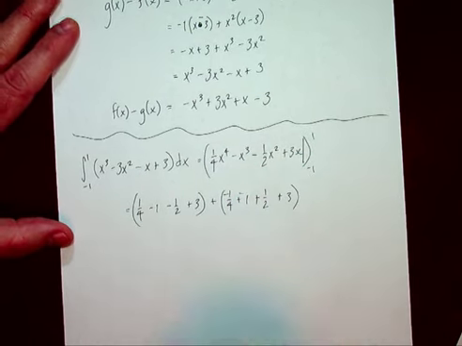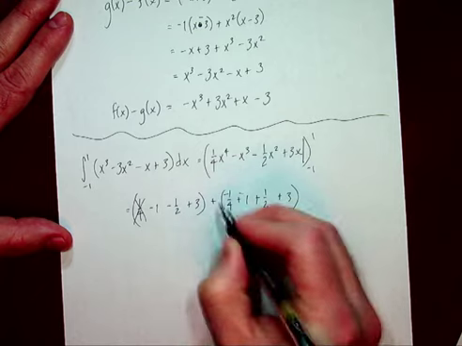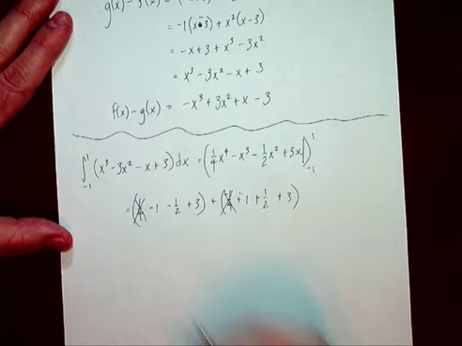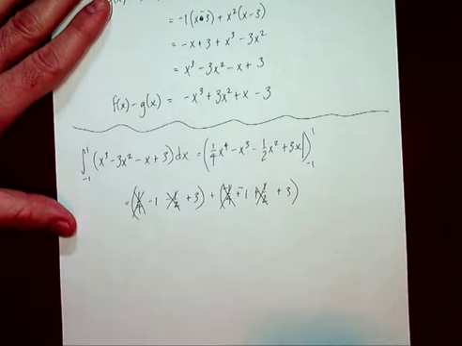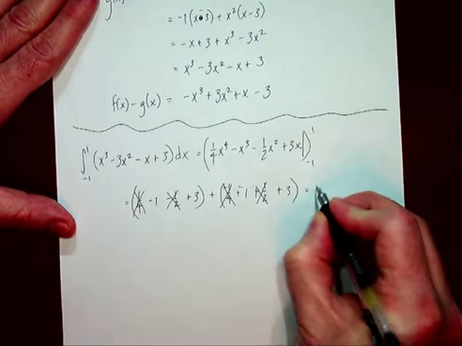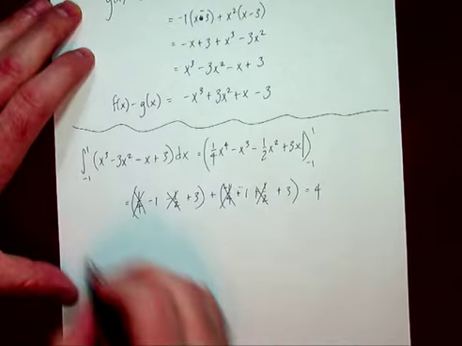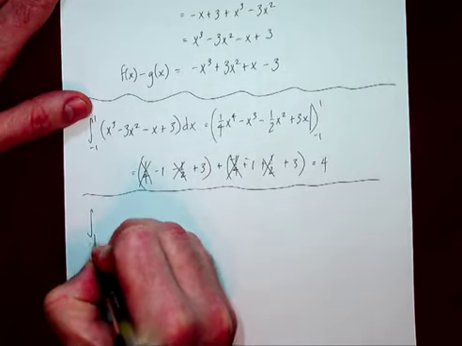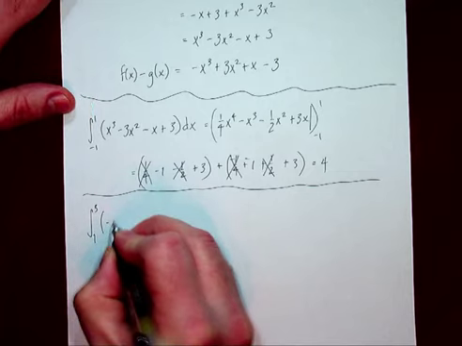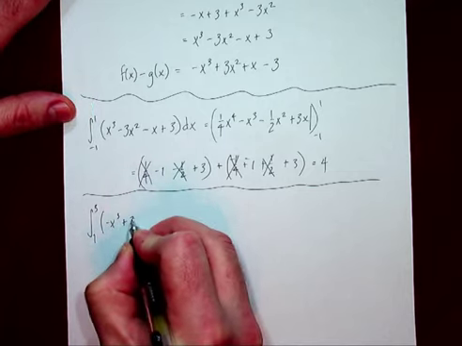Okay? And that means that this 1/4 and that negative 1/4 cancel out. That negative 1/2 and that positive 1/2 cancel out. And we have 2 plus 2, or 4. Let's go ahead and do the second integral that is part of our area problem.